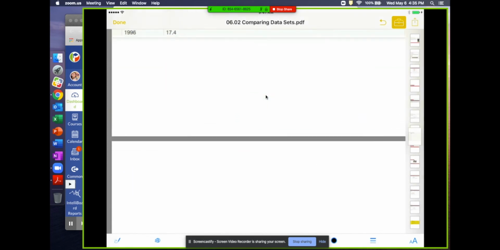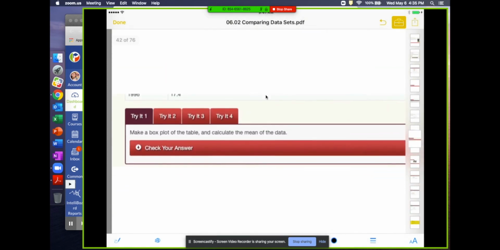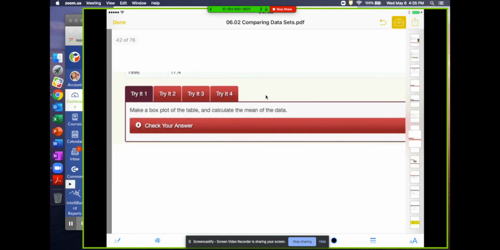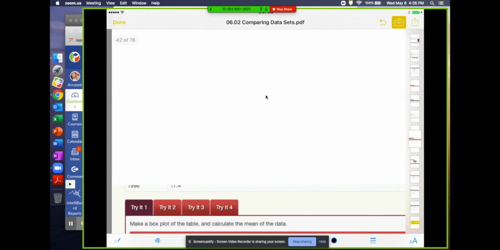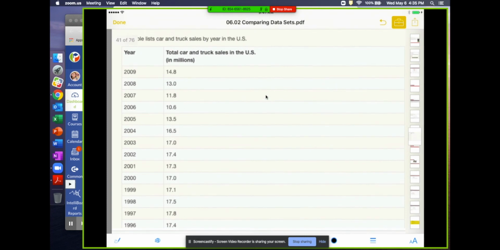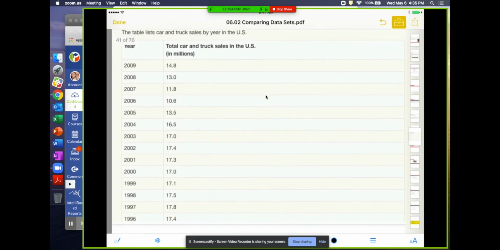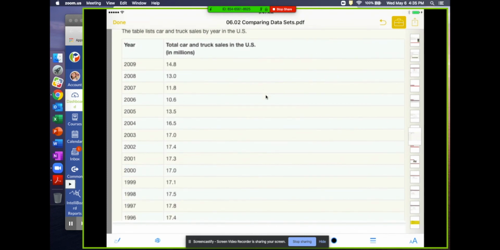So here is our try it section. We have a bunch of data, and the first try it says make a box plot. Bear with me as I go through this, but we got a lot of numbers. We got the year and then total car and truck sales in the US.